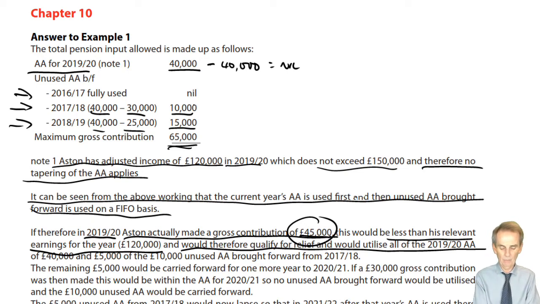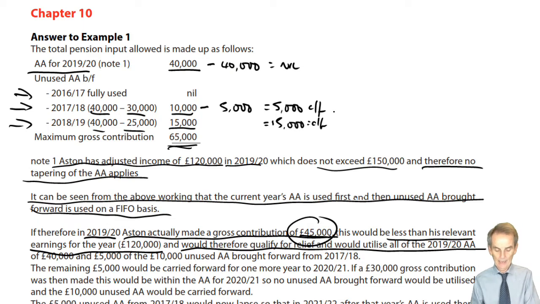Sticking with the FIFO basis, we then move to 1718, and we now use £5,000 of that to validate our gross contribution of 45,000 paid in the 1920 tax year. It would also mean that we have got £5,000 still to carry forward. Along with here, we haven't touched the 1819 figure. That would still be 15,000 to carry forward at the end of the year.